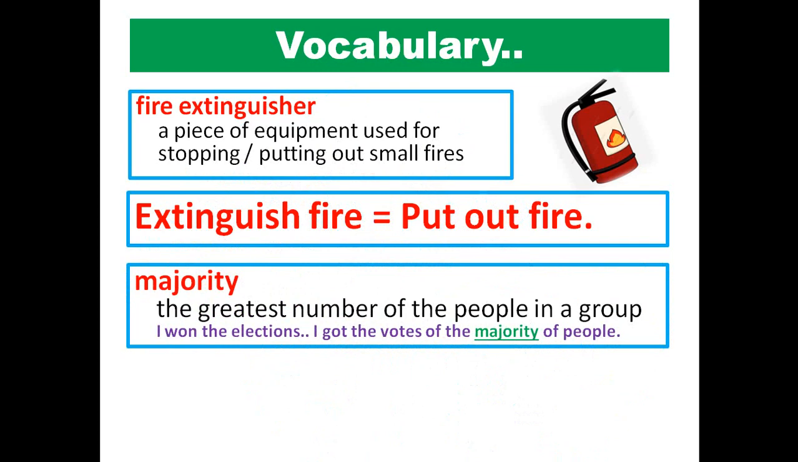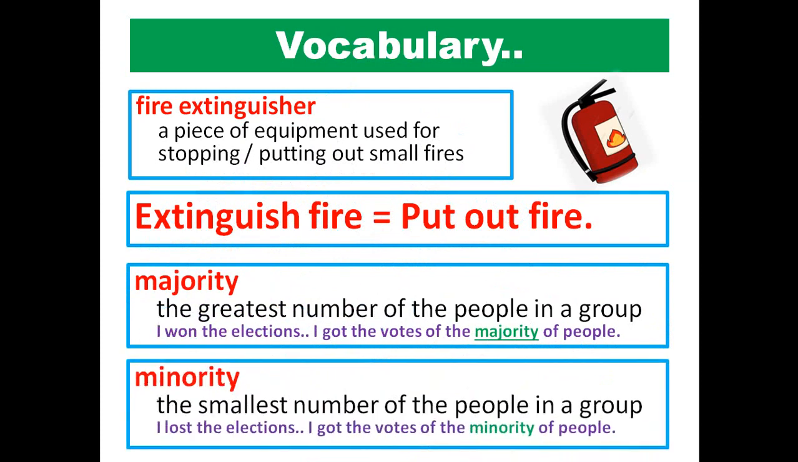The word majority means the greatest number of people in a group. The majority of the class means the greatest number of the class. So the majority is the opposite of minority. For example, I can say I won the elections. I got the votes of the majority of people. So the greatest number of people voted for me. So I won the elections.